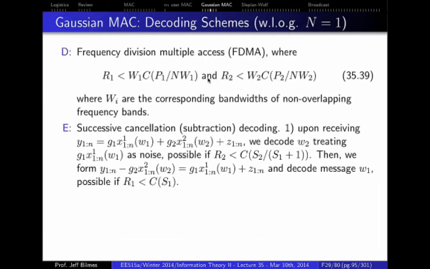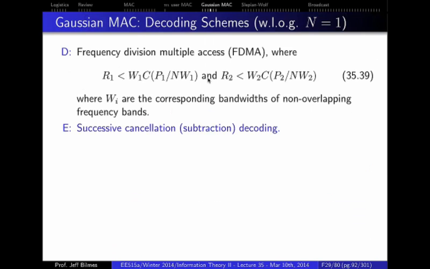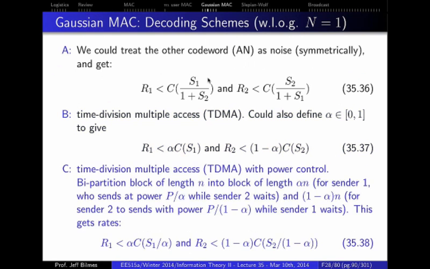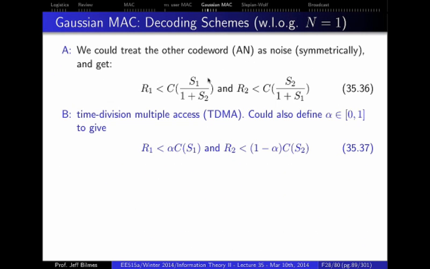So that's this figure here. This case B, TDMA. TDMA is just a very simple strategy where we're just taking this combination of rates. And that's what gives us that line. And alpha is basically the fraction of time that we spend on one sender versus the other sender.